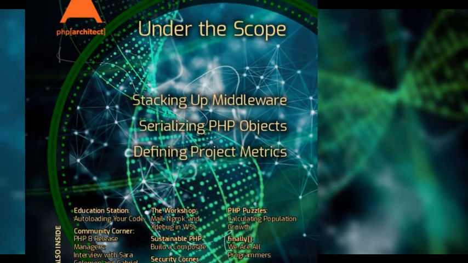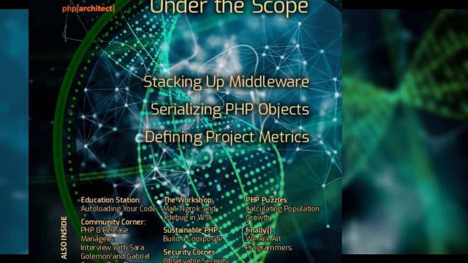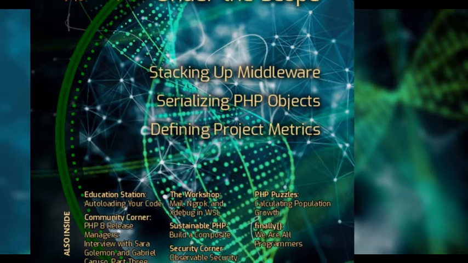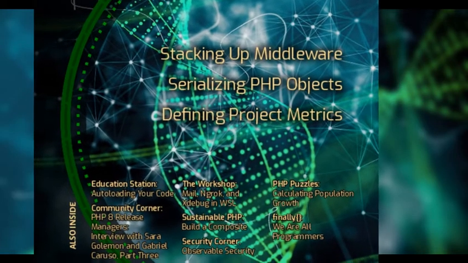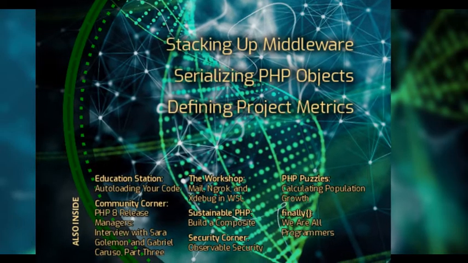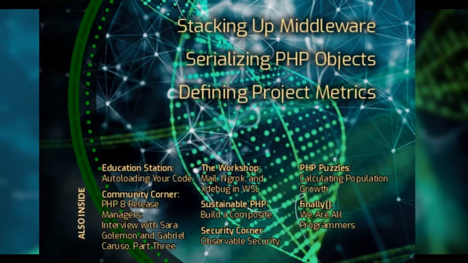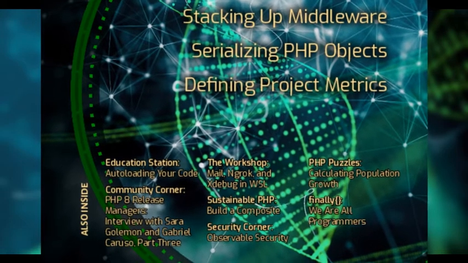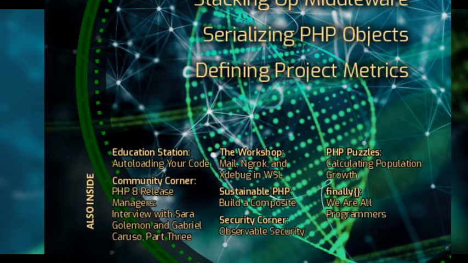It's time to review some fundamentals and remind ourselves how some things we might take for granted work. This month, we have articles on serializing PHP objects, using middleware effectively, and measuring project metrics. We also cover tools to make your development setup more useful, how autoloading works, and building a composite to keep your application maintainable.